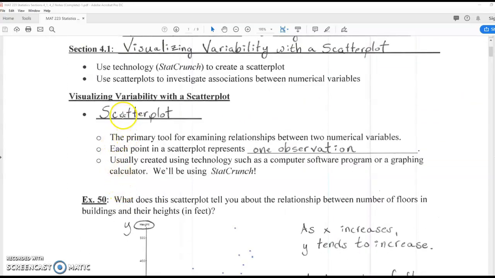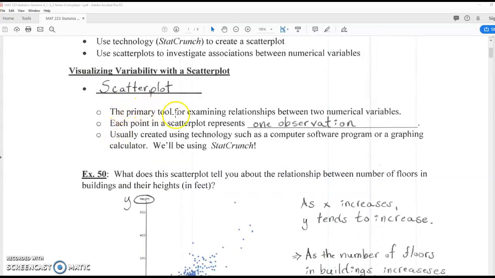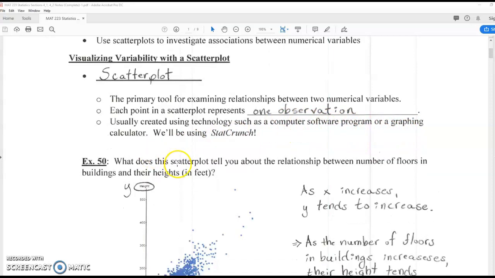What is a scatter plot? First of all, it's the primary tool for examining relationships between two numerical variables. Each point in a scatter plot represents one observation, usually created using technology such as a computer software program or a graphing calculator, and we're going to be using StatCrunch.